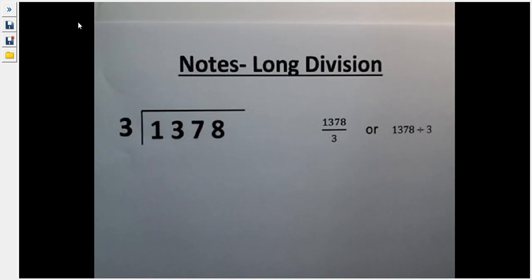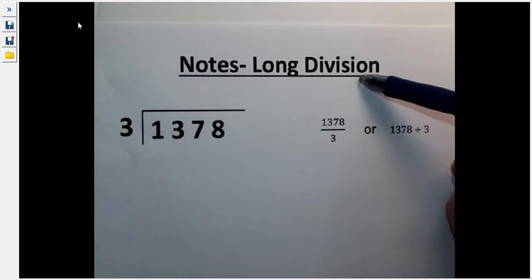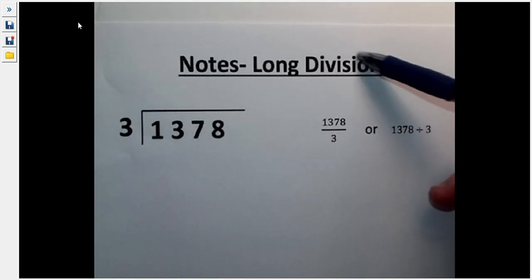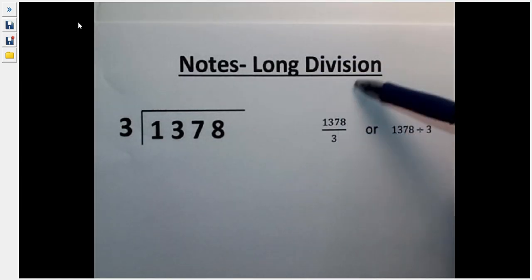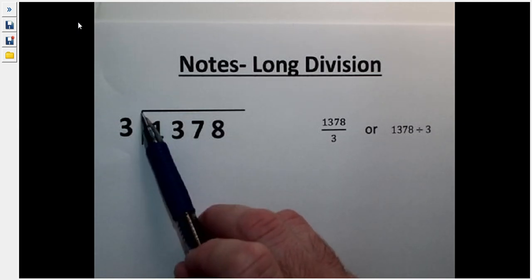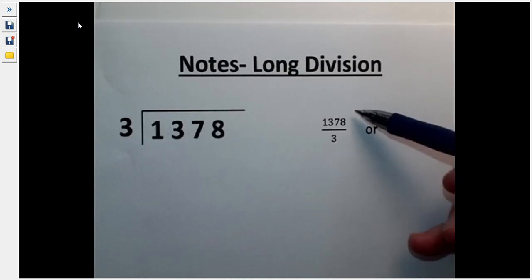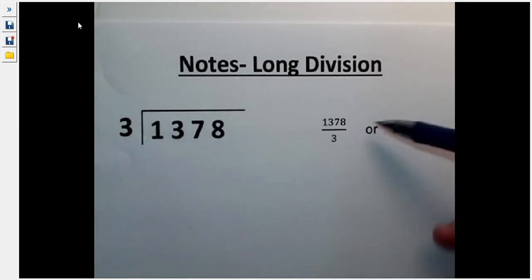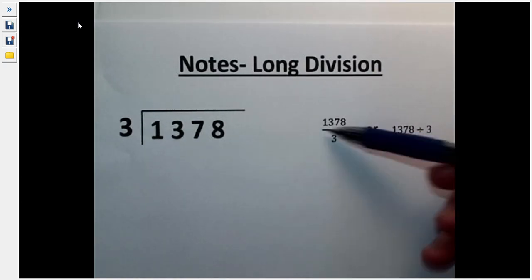Okay, so we're going to be talking about long division, polynomial long division, but I want to start with regular long division that you learned back in elementary school. Long division is when you set your division up this way. Now, this is the same thing, and this is the same thing. All of these three things mean the same thing.